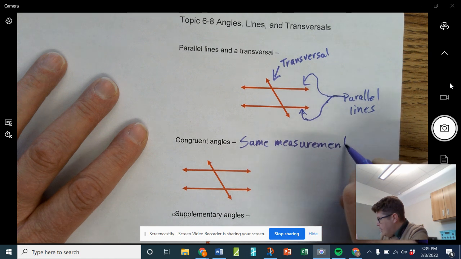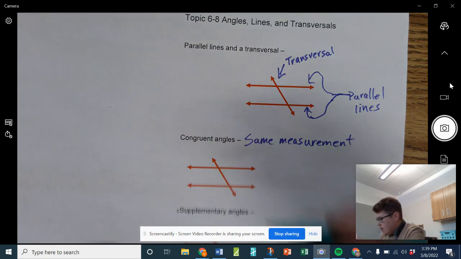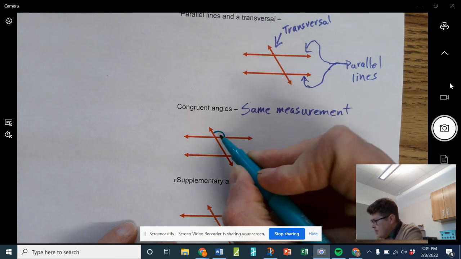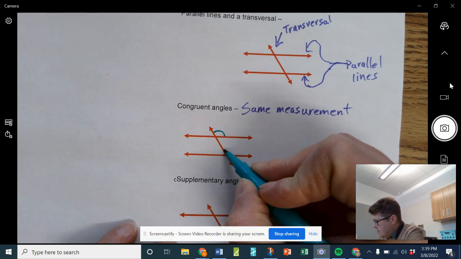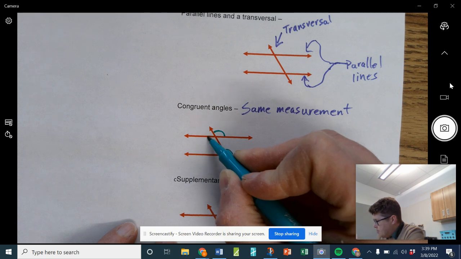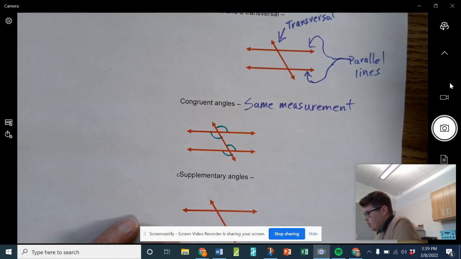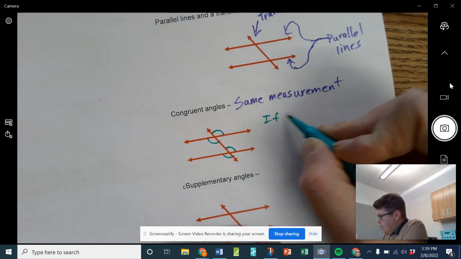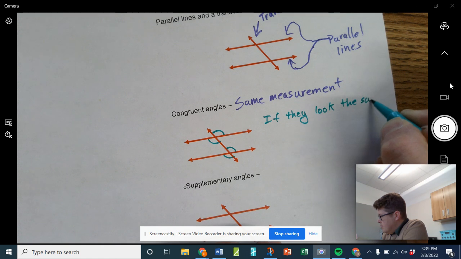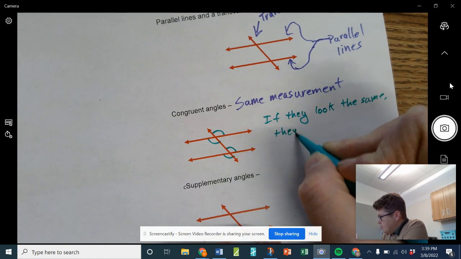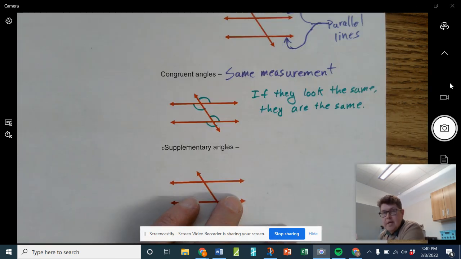And so the idea here is if they look the same, they are the same. So if I take a look at this angle here, we know this is obtuse, it's bigger than 90 degrees. Any angle that looks like that is going to be the same measurement. So this angle is the same measurement as that one, this one as that one. Those are all congruent angles. If they look the same, they are the same, as long as your lines are parallel.